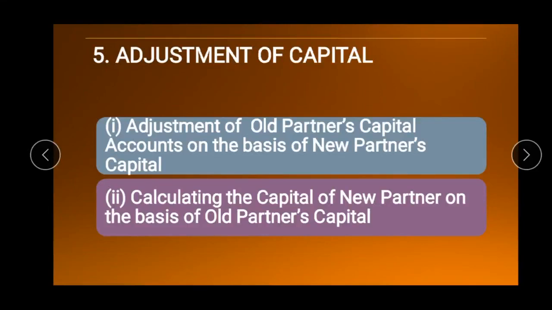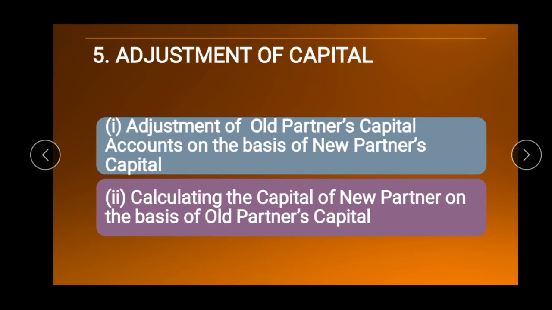Last adjustment in case of admission of a partner is adjustment of capital. There are two methods under it. First method is adjustment of old partners' capital accounts on the basis of new partners' capital. And the second method is calculation of capital of new partner on the basis of old partners' capital.